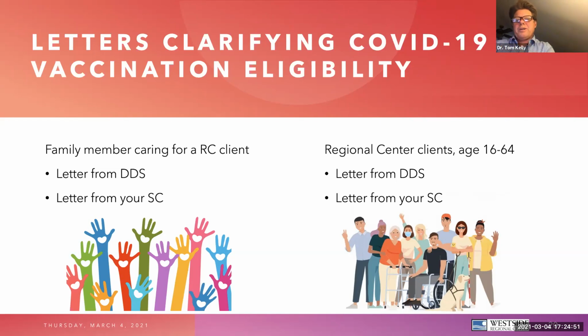So for a family member caring for a regional center client, having a letter from the regional center, and then next week, preparing for when they open up to the next tier, regional center clients ages 16 to 64. Basically these letters will serve as verification. What we're trying to make sure, though, is that the language we're putting in the letters will ensure access to the vaccination and to the vaccination sites.